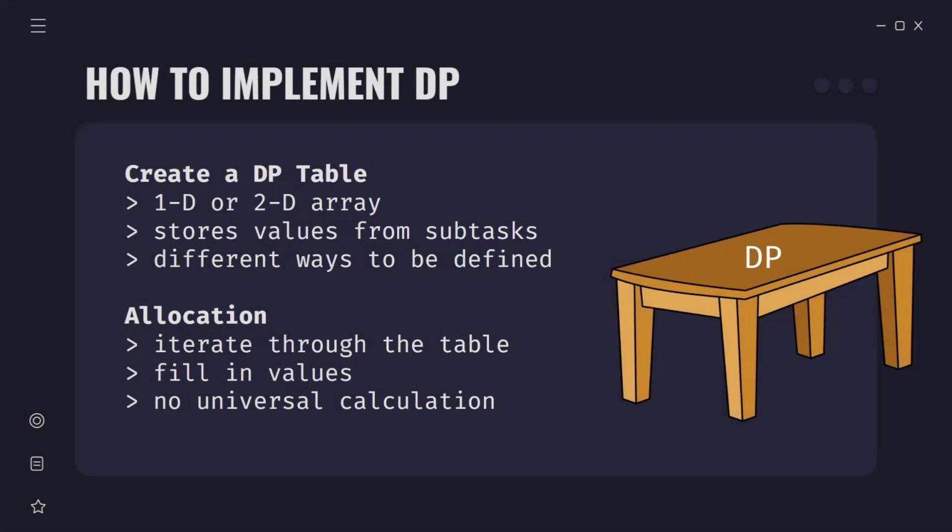The first step is to create a DP table, which is a 1D or 2D array that will store values from past calculations. Depending on the problem, there may be different ways to define the DP table. Next, the DP table has to be allocated with values through iteration. This can be challenging as there is no universal calculation which can solve all problems using DP.